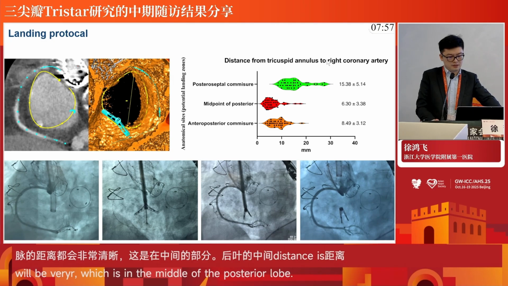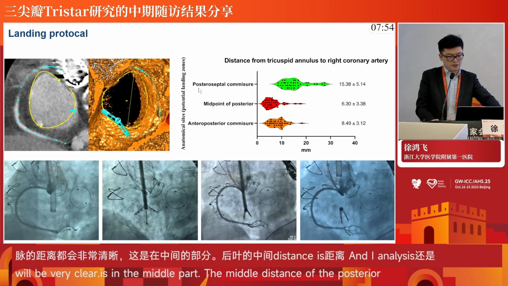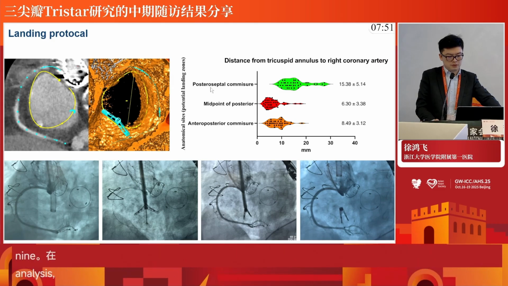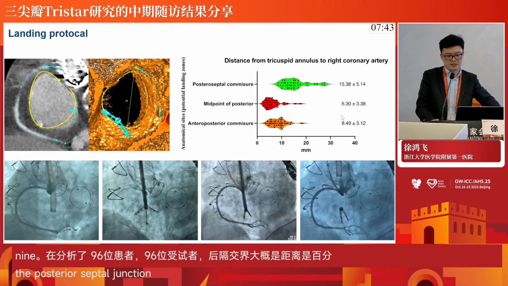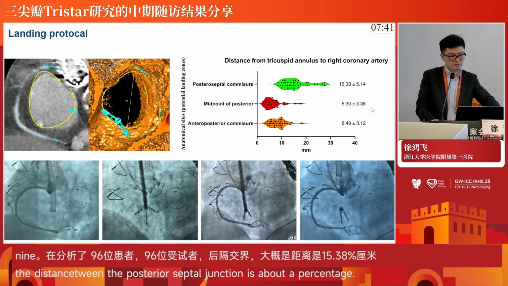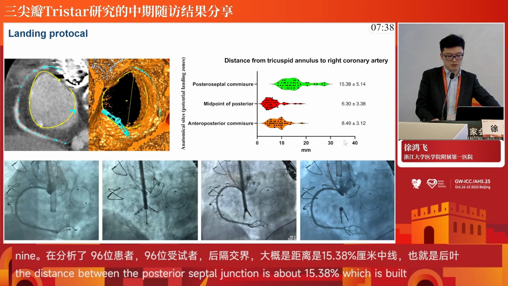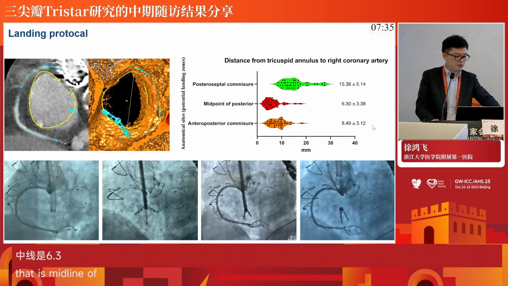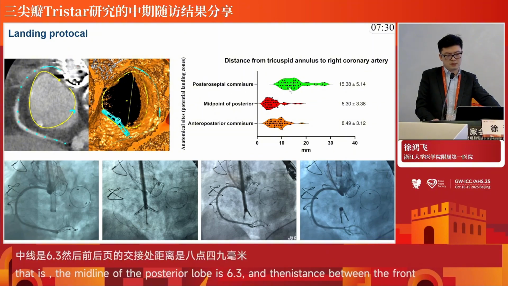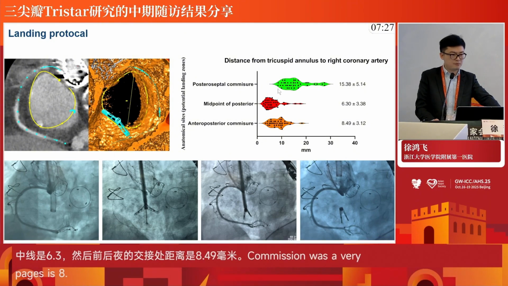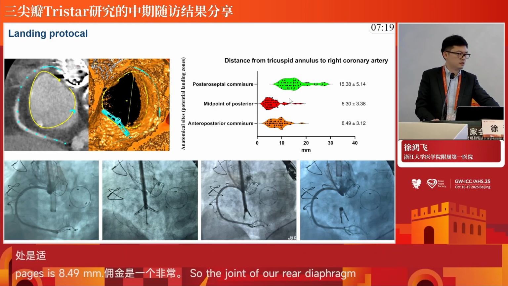In our analysis of 96 patients, we can see the mean posterior septal commissure distance is about 15 millimeters. The midpoint of the posterior leaflet is only 6.3 millimeters, and the anterior posterior commissure was about 8.5 millimeters. So we can say the posterior septal commissure was a very safe place for the K-clip procedure. And the red one is quite dangerous. That may cause stenosis of the right coronary artery.